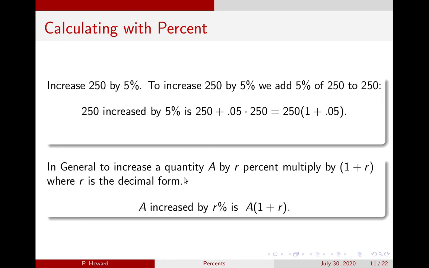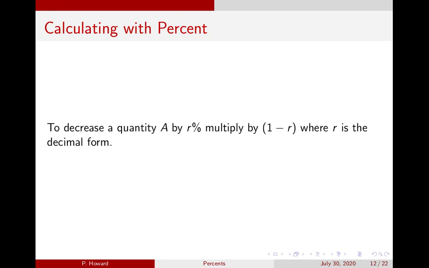So in general, to increase a quantity A by R percent, you multiply by 1 plus R, where R is the decimal form of the percent. In other words, A increased by R percent is A multiplied by the quantity 1 plus R. Decreasing a quantity by R percent is similar. To do a decrease by R%, we multiply by 1 minus R.